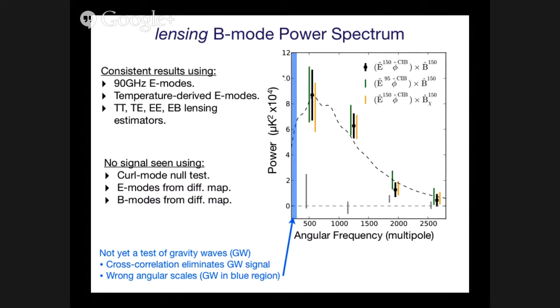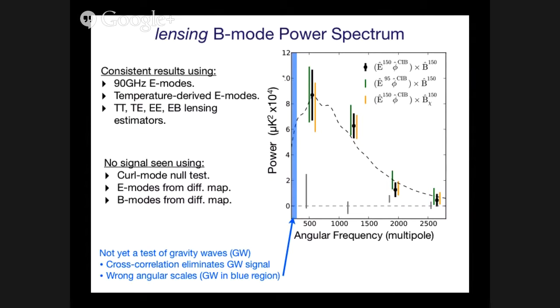We've repeated the analysis with 90 GHz data, one of these plots, the green versus the black. And you can see the values are consistent, only using different detectors. We used a different estimator for the B modes, so changing the B mode map that we were correlating on. And that is the difference between, say, the black and the orange. And again, you get a consistent answer. We've compared to temperature-derived lensing maps and get a consistent answer.